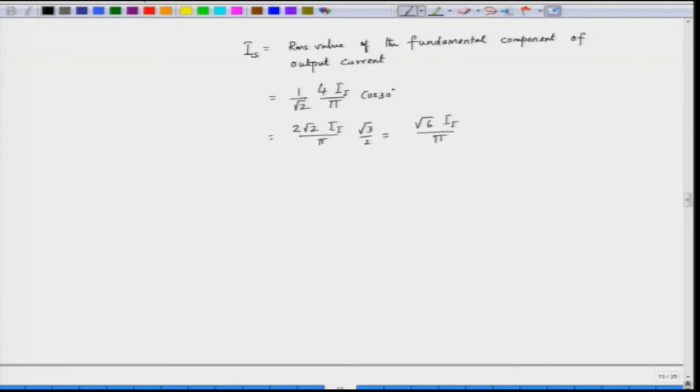So, it means if we know the inverter input DC current, we can calculate what should be the RMS value of the stator current or the output current of the inverter. This current is flowing in the induction motor, which is responsible for the torque production.